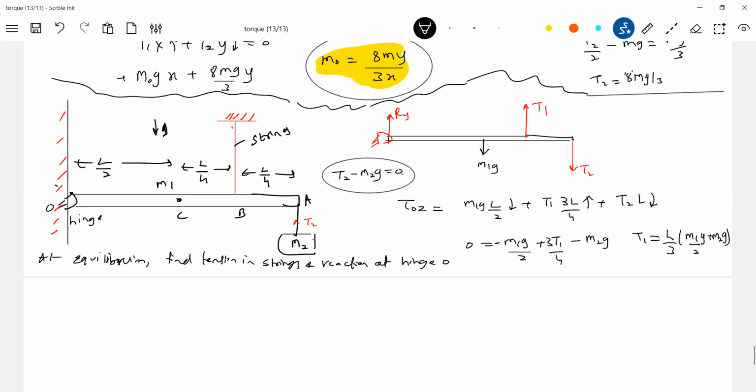T2 already we got. What about the reaction? Ry. So now I'll go for Ry. What is Ry? Ry plus T1 minus M1g minus T2 should be equal to 0. So we know T1, T2, substituting here, we'll get it. So from where this equation has come, net force on the rod along y-axis should be 0.